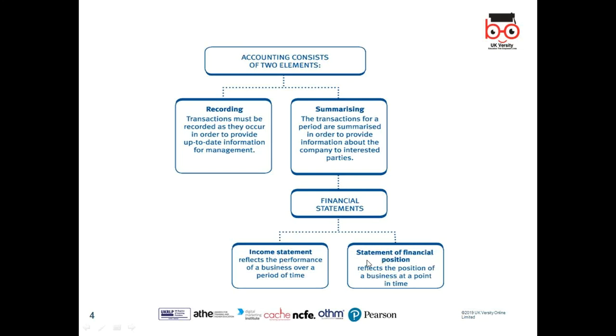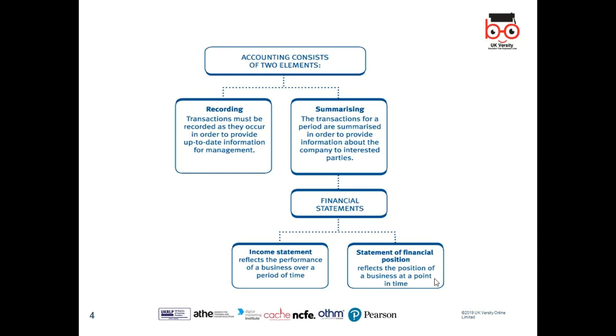The second statement is called the statement of financial position, which is also known as the balance sheet. It shows how much worth of assets we have, how much worth of liability we have to settle in the future, how much capital we have in the business. So all this information is available within the statement of financial position, which is also known as the balance sheet.